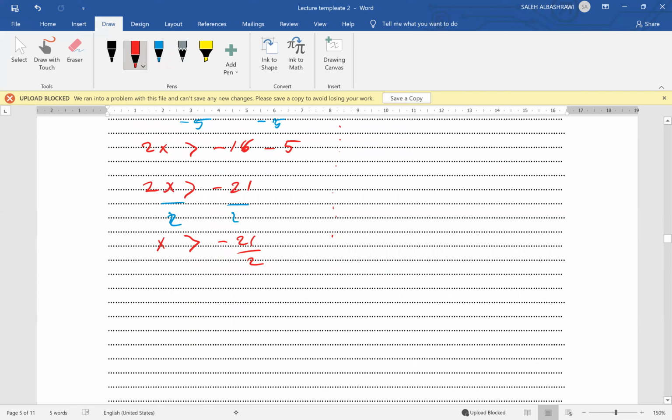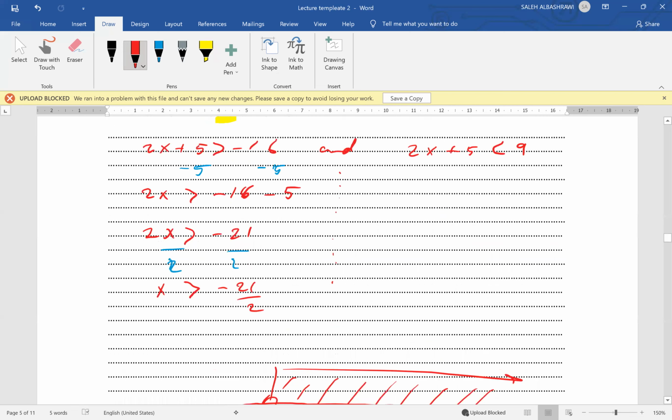Now the graph for the solution of this inequality. This is minus 21 over 2, and it's an open interval. Greater than means go to the right. So this is the solution of the first inequality: x is greater than minus 21 over 2.